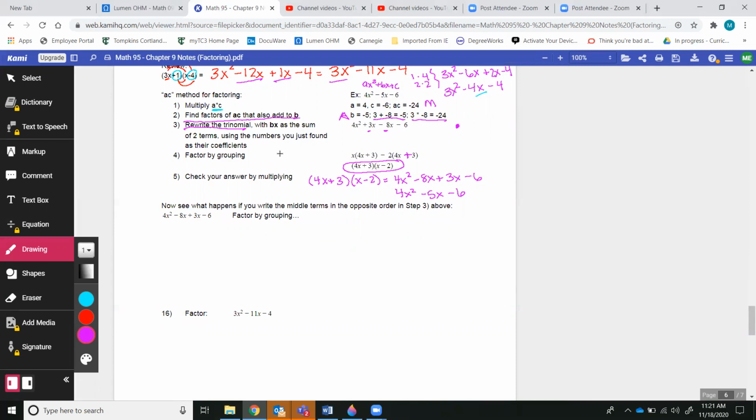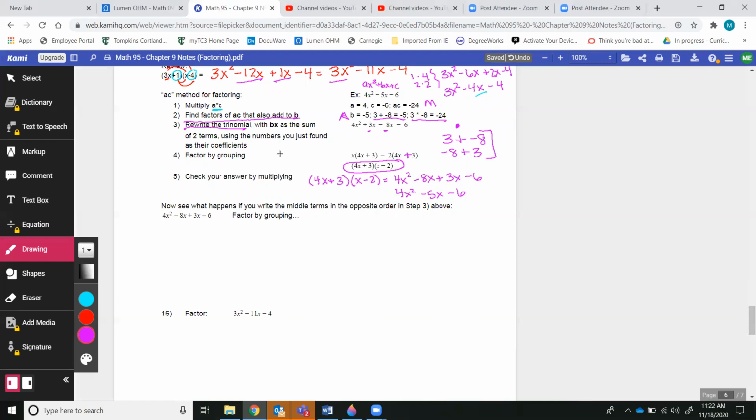Well, what happens if I put those numbers in the opposite order? I should be able to, right? Because addition is commutative. So whether I have 3 plus -8 or -8 plus 3, or 3 minus 8 here, either one of these should be the same thing. We know that because of the commutative property of addition. So what happens if I put those in the opposite order?